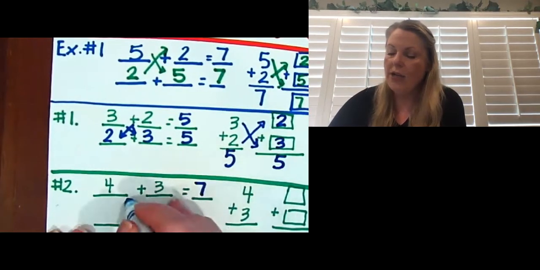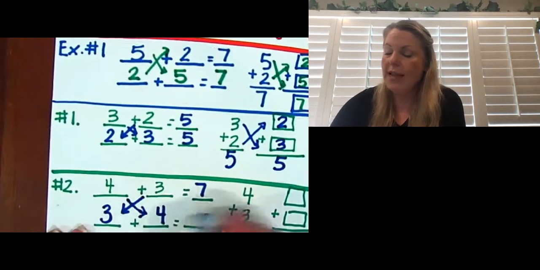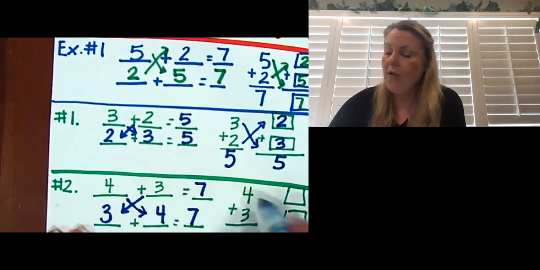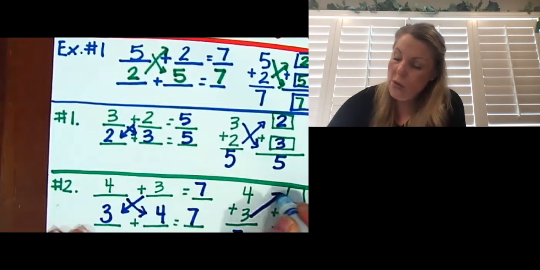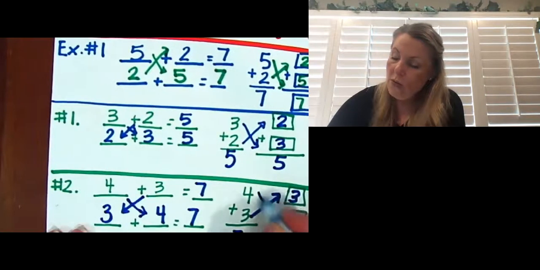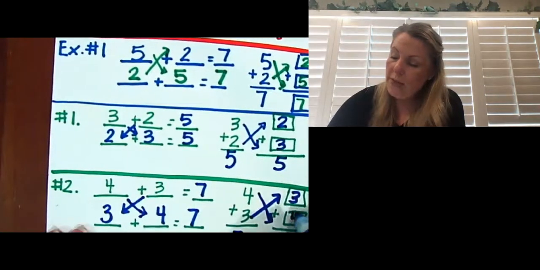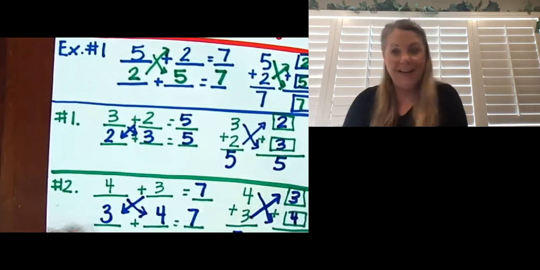Okay, last one that we have, 4 plus 3 is 7. Now we're going to switch, use that commutative property: 3 plus 4, and the answer is still 7. 4 plus 3 we know is 7, and now we use that commutative property: 3 plus 4 is 7. It's just a fun way of moving our numbers around.